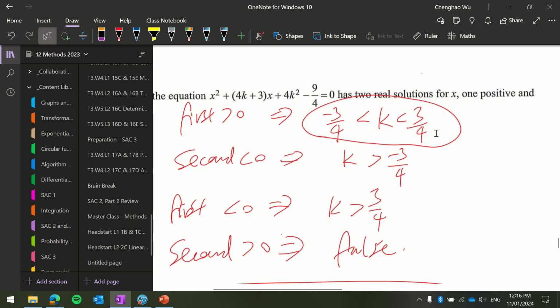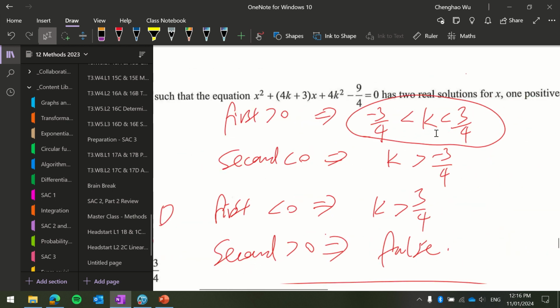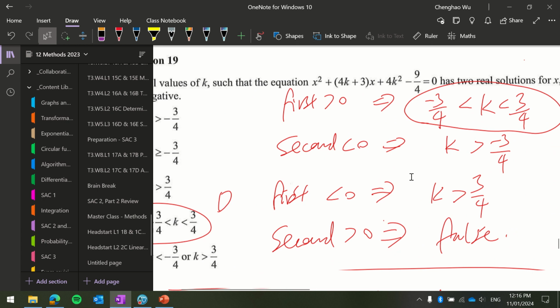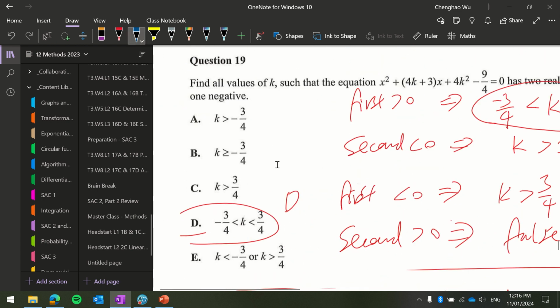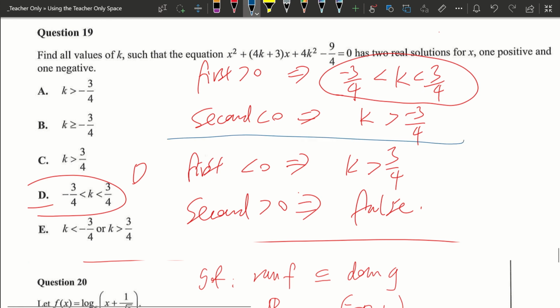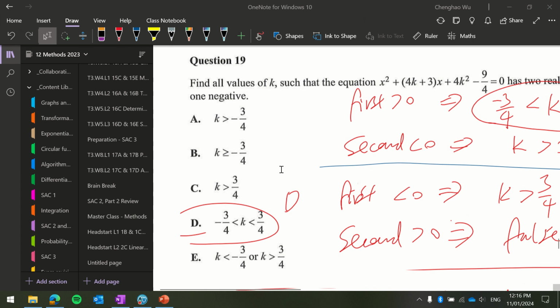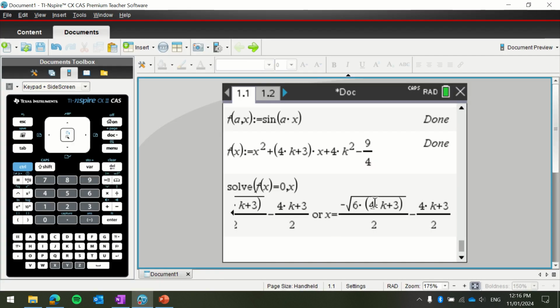And we need one to be positive and one to be negative. So there are basically two scenarios. First scenario is if I make the first solution bigger than 0 and the second solution less than 0, or I can make the first solution smaller than 0 and the second solution bigger than 0, right? Because I have two solutions on my calculator. So it's either positive negative or it's negative positive. So that's all I'm doing.